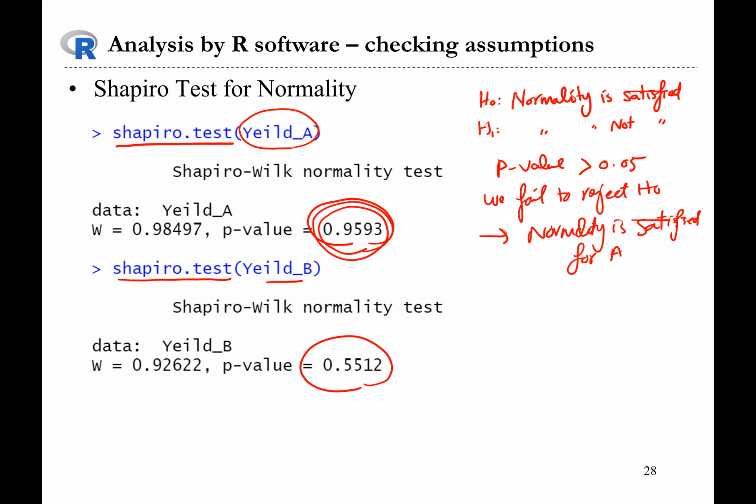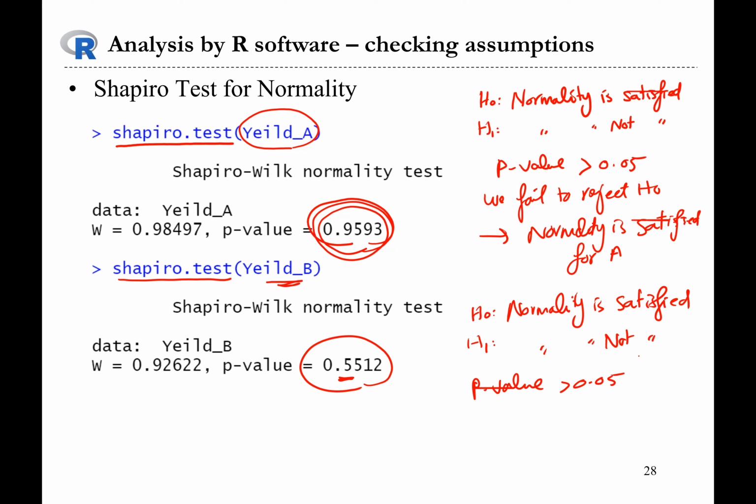Let's do the same thing for B, this one for B. Again, H0 is the same, always for the Shapiro test: the null hypothesis is normality is satisfied. H1, normality is not satisfied. I need the p-value to be big. The p-value is 0.55, so the p-value is greater than 5%. Sometimes you use 10%, but whether 10% or 5%, normality is satisfied.